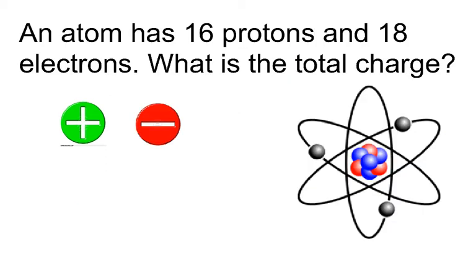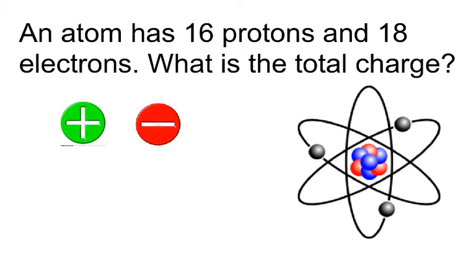An atom has 16 protons and 18 electrons. What is the total charge? Now, I hope you remember from 4th and 5th grade science what protons and electrons are. Of course, protons are going to be positive, and electrons, 18 electrons, would be negative. Electrons have a negative charge. So what is the total charge?